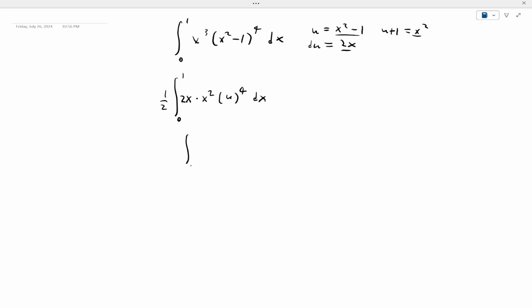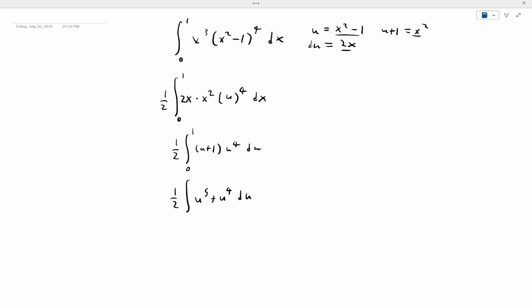So then we get the integral from 0 to 1, and then our 2x is going to already be taken out, so that's a 1/2. Then our x squared is going to become u plus 1, and then we already have our u to the fourth, that is du. So now what's next? Now we distribute. So we have u to the fifth plus u to the fourth du.